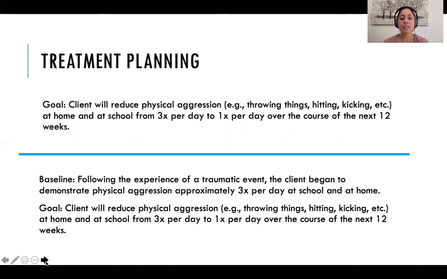So in this case, I'd add a treatment baseline like this. Baseline: following the experience of a traumatic event, the client began to demonstrate physical aggression approximately 3 times per day at school and at home. This baseline section would go in the same box as your goal when entering it into an online treatment record or a DMH CTP. Okay, if you're doing this by hand, it goes in the same section where your goal goes.